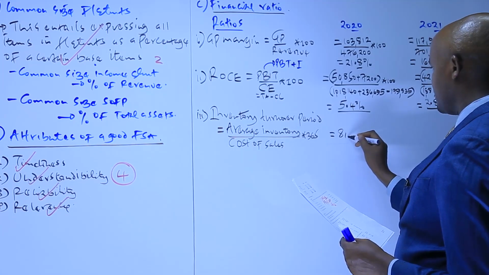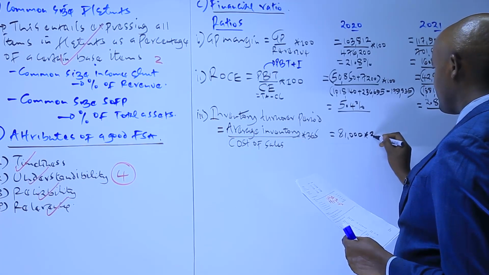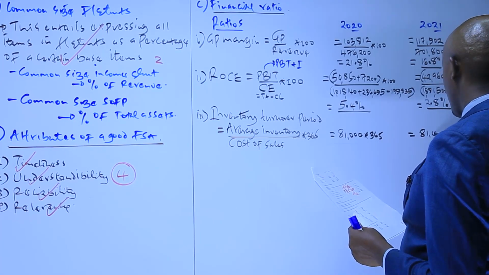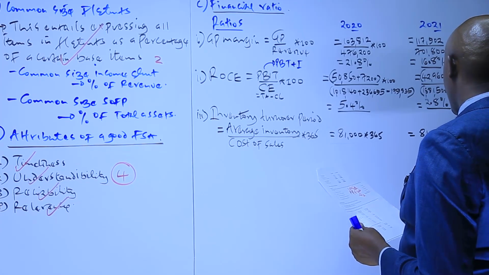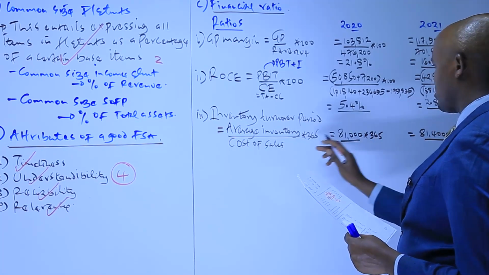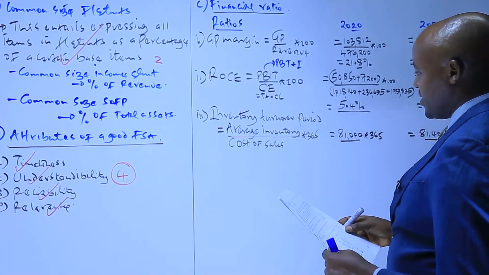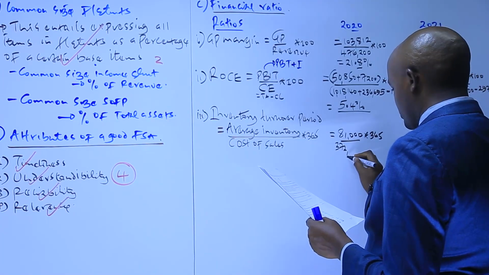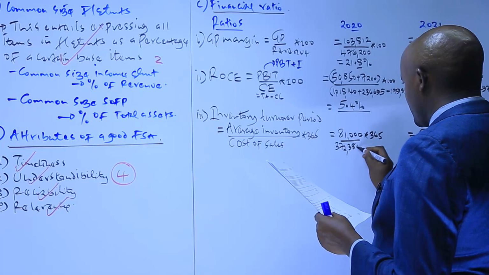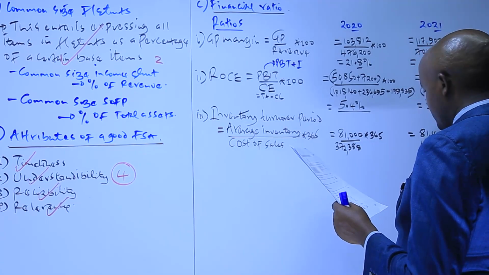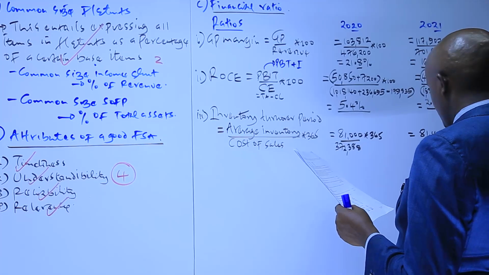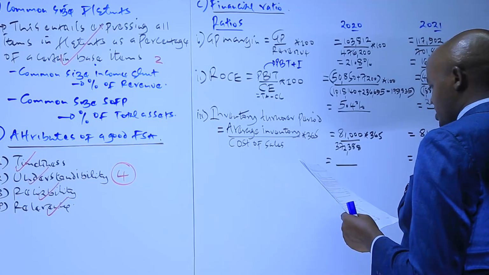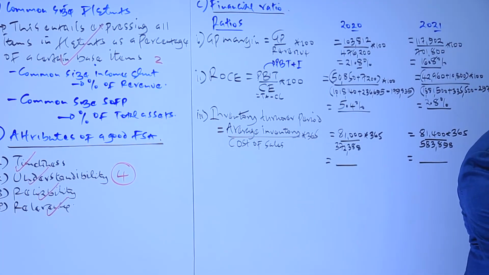In the first year, it is 81,000 times 365. And then the other year here, we have 81,400 times 365. And then we need to divide that with the cost of sales. Cost of sales, we get that from the income statement. We have 372,388 for the first year. And here it is 583,898.